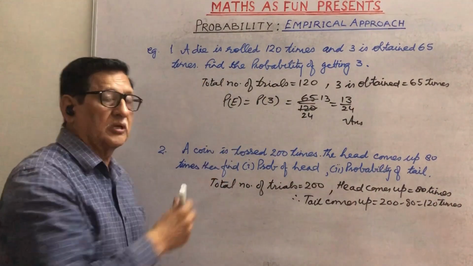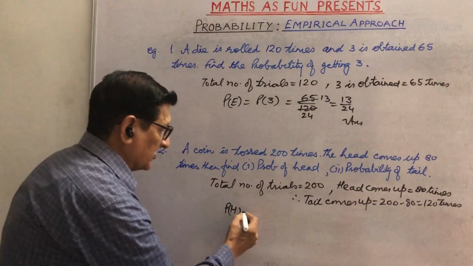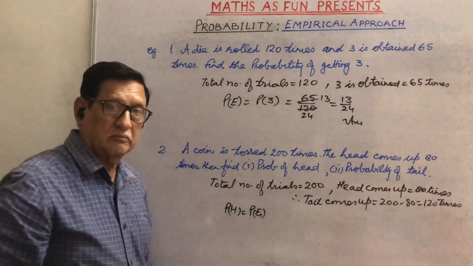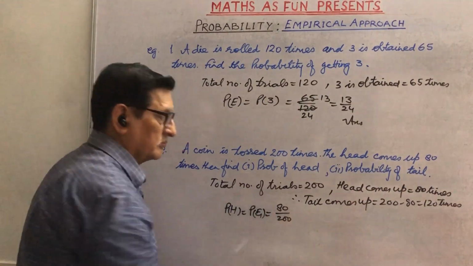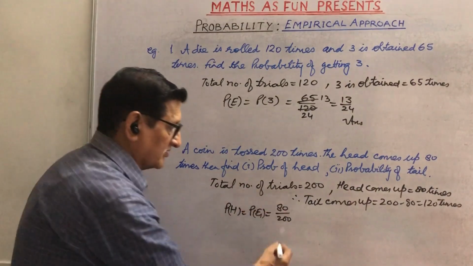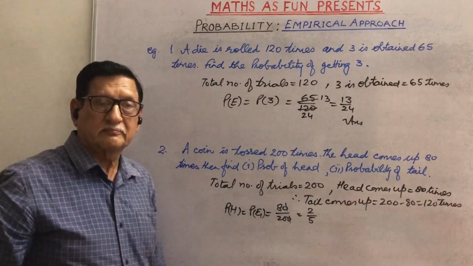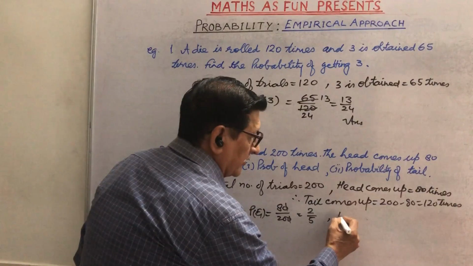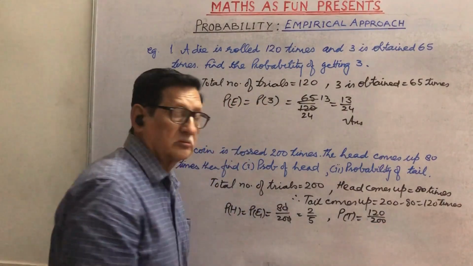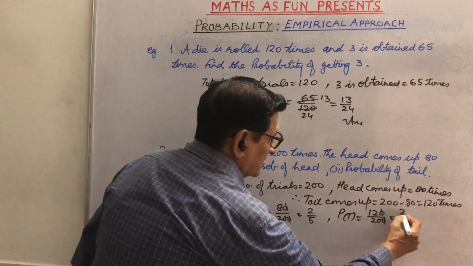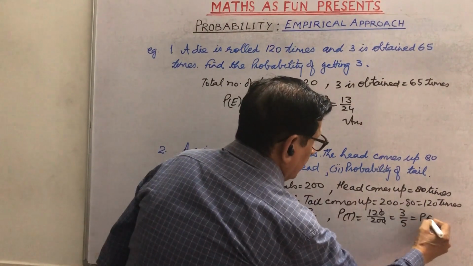Can we say then, according to the empirical formula of probability, the probability of getting head, suppose we consider it as P(E1), is equal to 80 upon 200? Cancelling, we are getting it as 2 upon 5. Then the probability of getting tail will be equal to 120 upon 200, or not? The 0 cancels 0 and it is 3 upon 5. Suppose we consider this as P(E2).